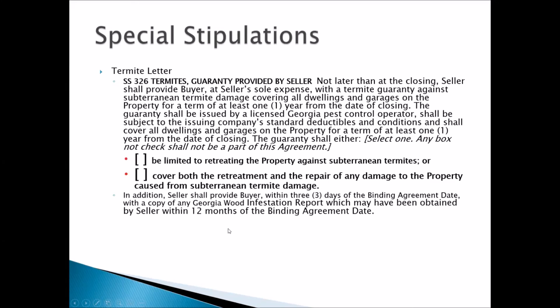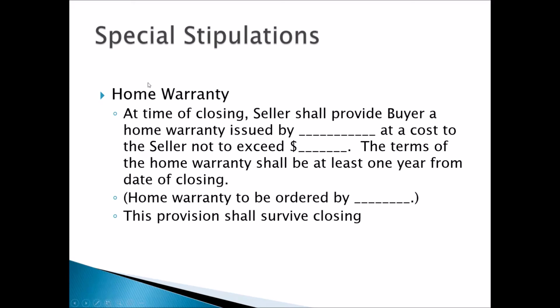Again, this is a GAR special stipulation. Here is a special stipulation about a home warranty. Again, you guys sometimes will put in seller to provide buyer with home warranty, and that's all you put. Use this one from GAR instead. At time of closing, seller shall provide buyer a home warranty issued by whatever company at a cost to the seller not to exceed X amount of dollars. The term of this home warranty shall be at least 1 year from the date of closing. And then I suggest you also put in home warranty to be ordered by either listing agent or buyer's agent. Sometimes a seller will already have a home warranty in place, so that's where you would want to address that.